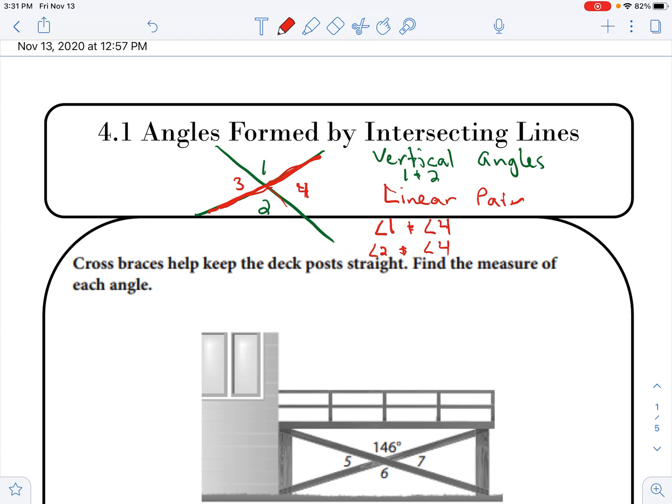Now, vertical angles are congruent to one another. So we could say angle 1 is equal to angle 2, and angle 3 would be congruent to angle 4. A linear pair means these two angles would add to 180. So we could add these angles, and they would equal 180.